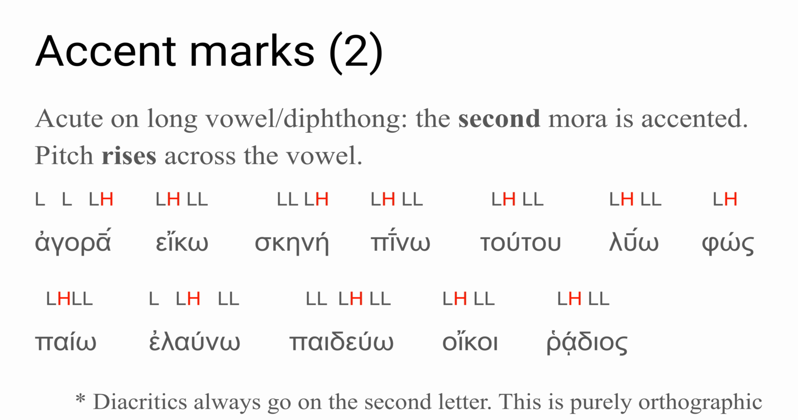If an acute falls on a long vowel or diphthong, that means the second mora is accented. And because the first mora still has the default low pitch, the pitch rises across the vowel. Examples: agora, ego, skene, bino, dudu, blyo, pos, baio, elauno, baideuo, oikoi, raidios. One thing to note is that diacritics, including breath marks and accent marks, always go on the second letter. This is purely an orthographic convention.